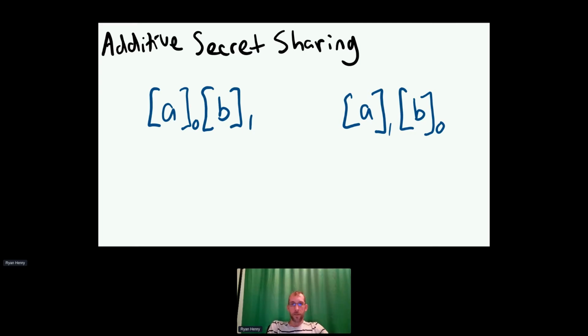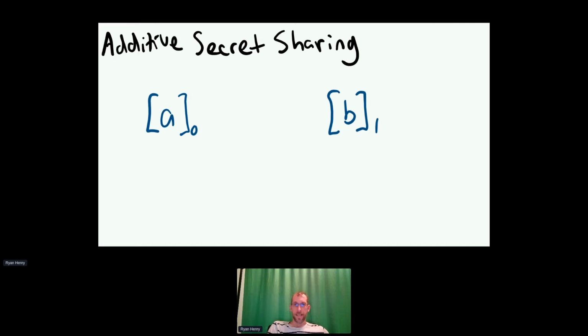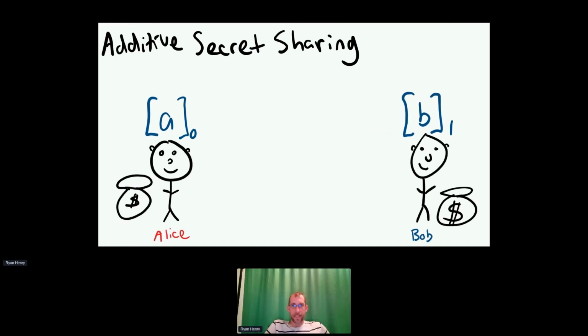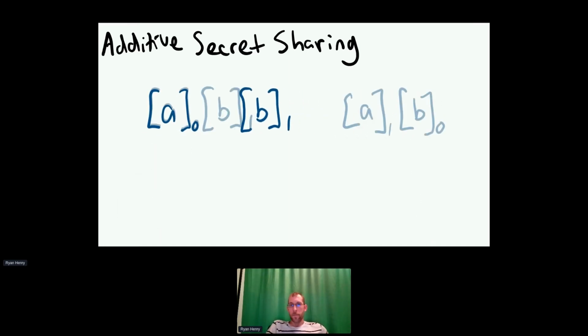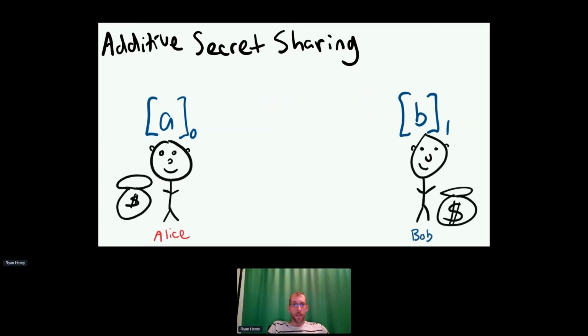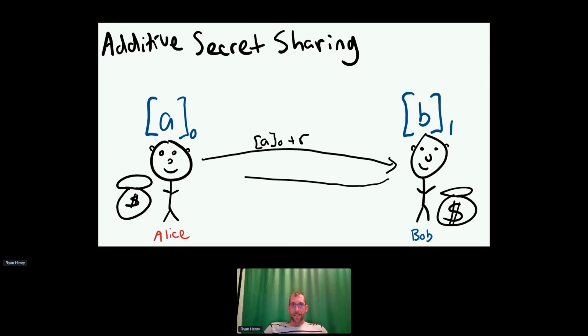So what do we do? We do what cryptographers love to do. We throw some randomness at it. So Alice is holding A0, Bob is holding B1. I'm just going to show how you do this one. This one obviously is handled totally symmetrically. And so what we do is we have Alice choose a random number, we'll call it R, and Bob choose a random number, which we'll call S. And then Alice sends her share plus R, and Bob sends his share plus S. Just keep in mind that I'm assuming everything happens in a field or a ring or something where adding a random number to a value perfectly hides that value.